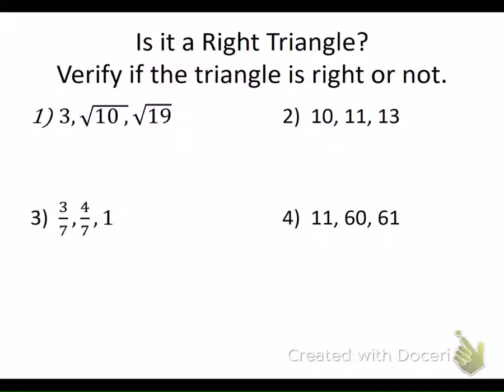What could we do? What tells us something's a right triangle? What theorem? Yeah, so we can just use the Pythagorean theorem. So we have 3 squared plus the root 10 squared equals root 19 squared. So that's 9 plus root 10 times root 10 equals root 19 times root 19.